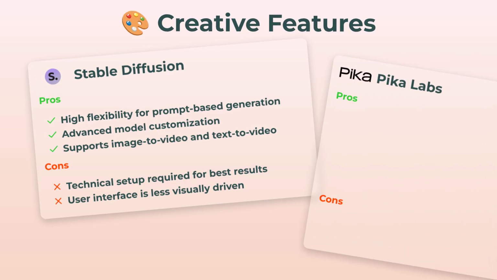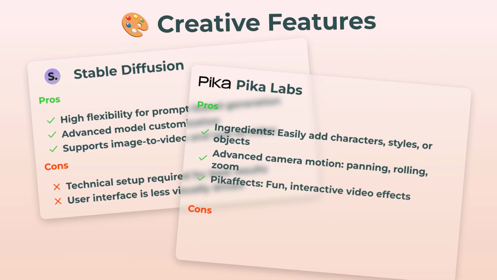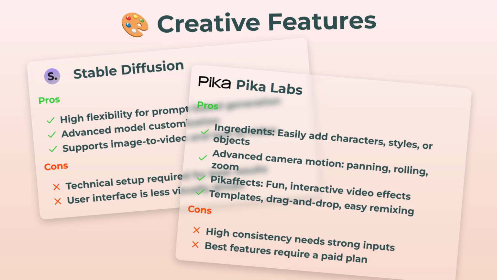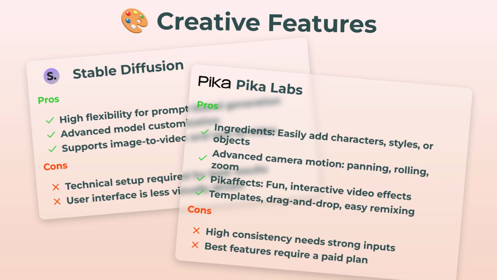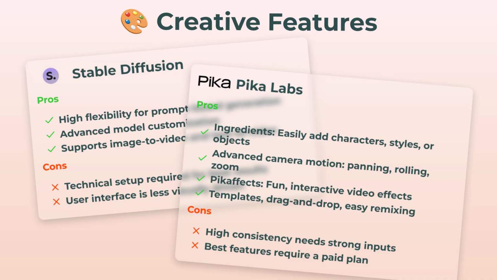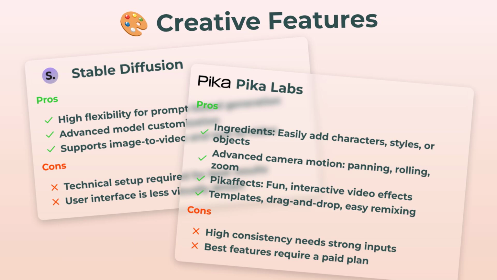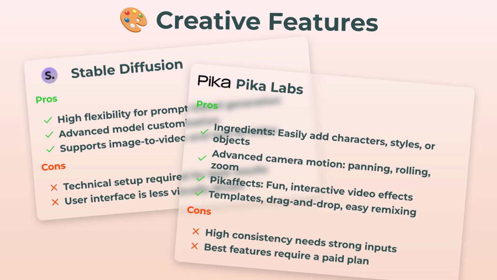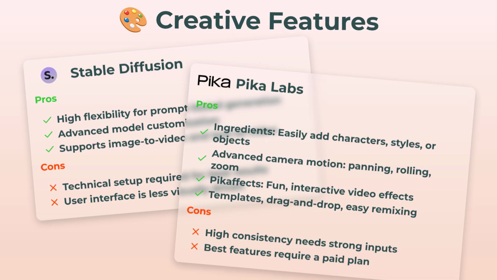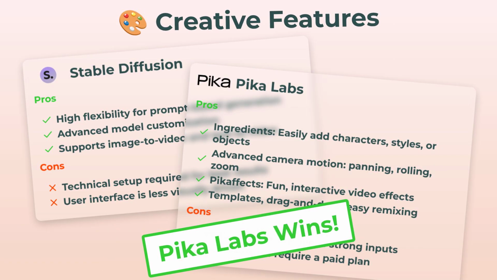Now, Pika Labs takes this whole scene and flips it with their ingredients. You just drag in a character, style, whatever, and the system lets you add advanced camera pans, wild rolling effects, peak effects, templates, even remix videos. It's super visual, super interactive, and honestly, it makes messing around with video just plain fun. The catch? You need to feed it strong inputs for consistency. And yeah, the coolest bits sit behind a subscription. Still, for creative features, Pika Labs definitely takes the cake.